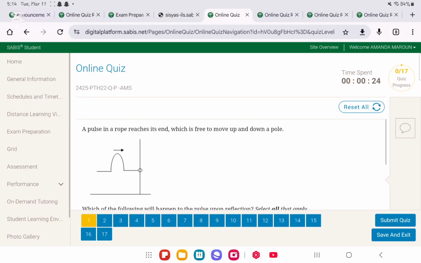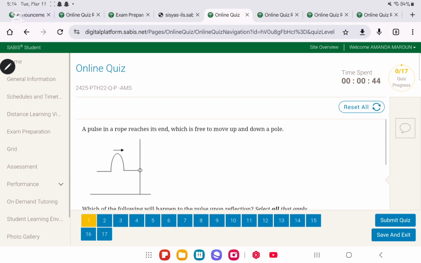So let's start with the first question. A pulse in a rope reaches its end, which is free to move up and down a pole. When they say that it is free to move up and down a pole, that means this is a free end. And when we are dealing with reflection, we have two types of ends.